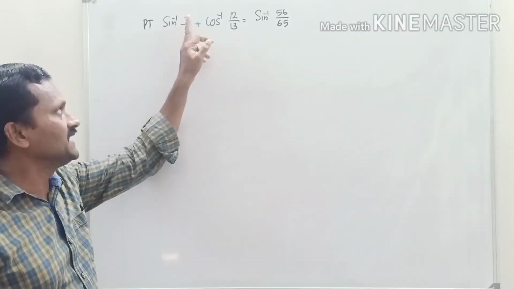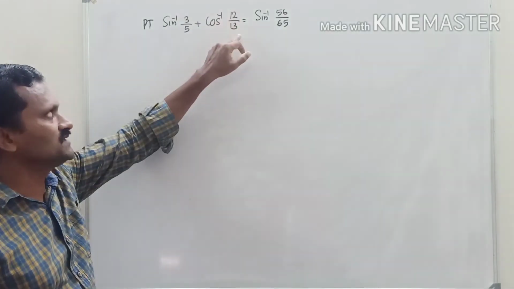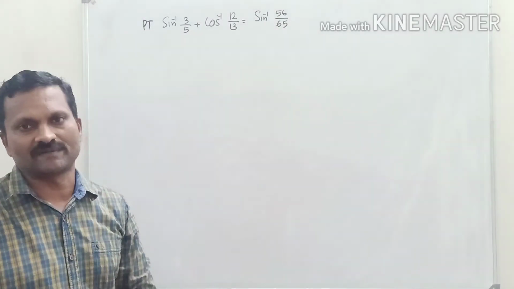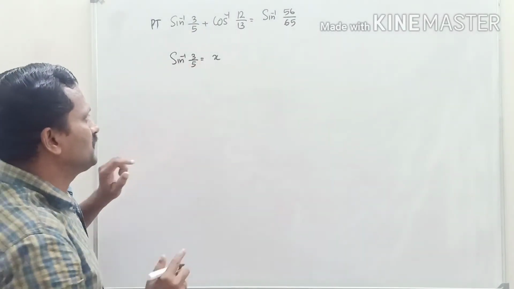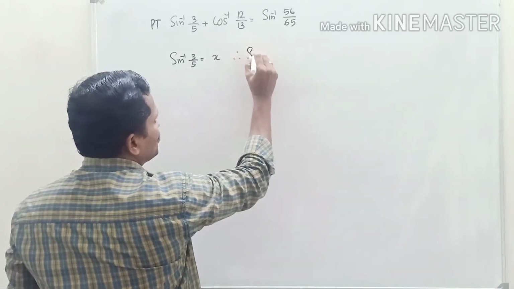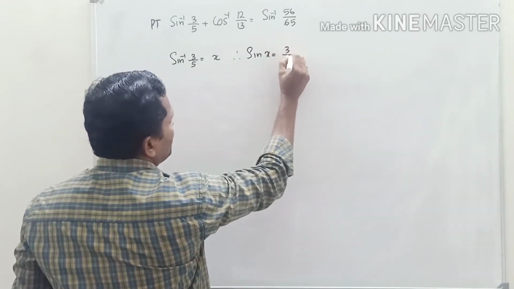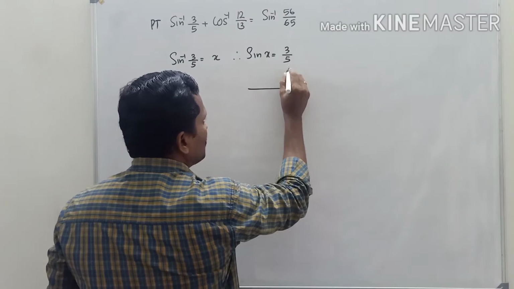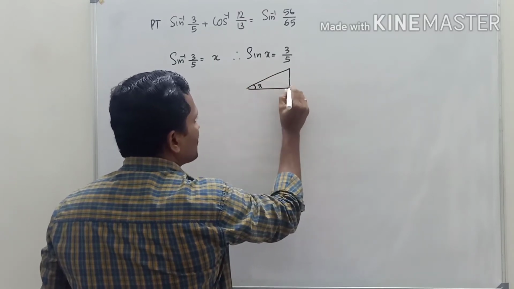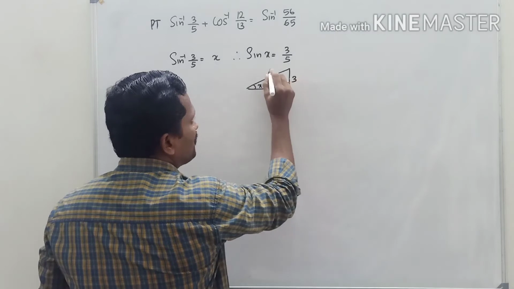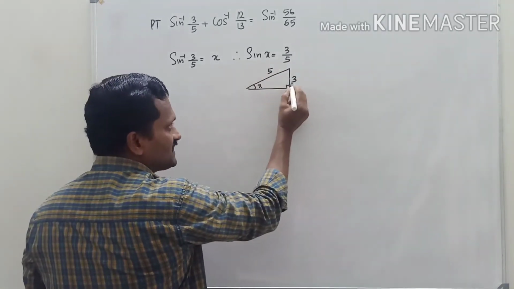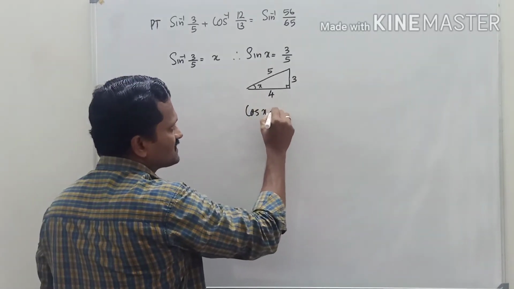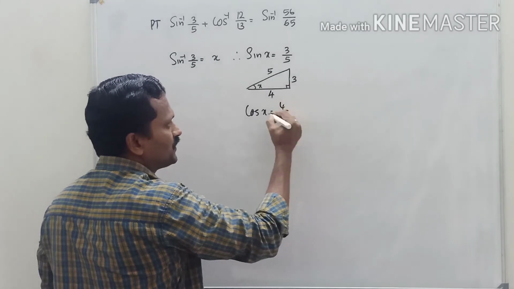Prove that sin inverse 3 by 5 plus cos inverse 12 by 13 equals sin inverse 56 by 65. Put sin inverse 3 by 5 equal to x. Therefore, sin x equals 3 by 5. Draw a right triangle, x, 90 degree. Sin means opposite by hypotenuse. Then using Pythagoras theorem, the third side is 4. And find cos x, that is adjacent by hypotenuse.